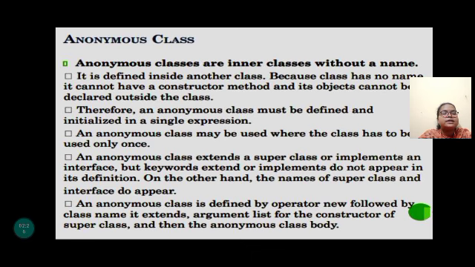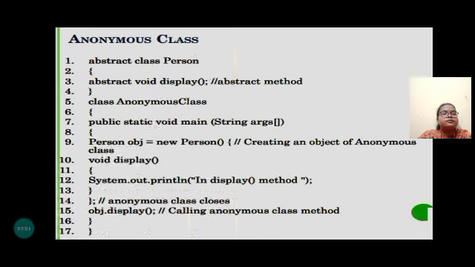An anonymous class extends a superclass or implements an interface, but the keywords extends and implements do not appear in its definition. On the other hand, the names of superclasses and interfaces do appear. It means in an anonymous class, the names of classes and interfaces appear, but the keywords extends or implements do not appear. An anonymous class is defined by the operator called new, followed by a class name. It extends the arguments list for the constructor of the superclass and then the anonymous class body.